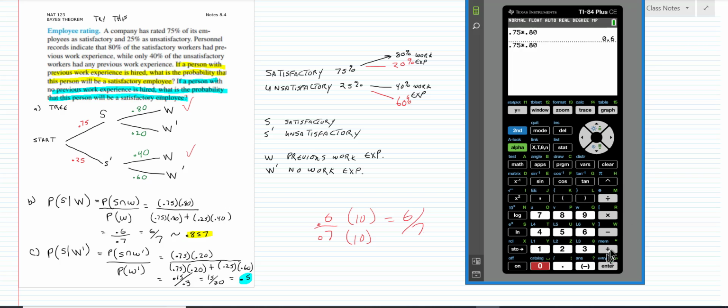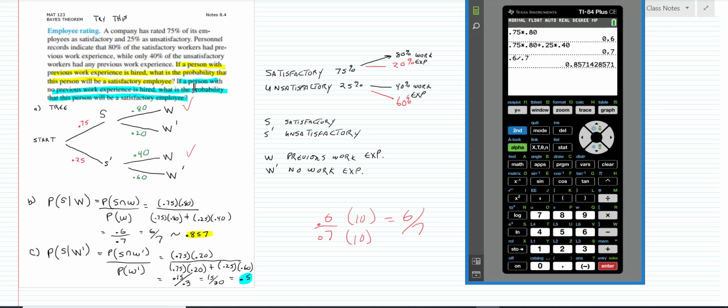And then add to that the 0.25 times 0.40. Sorry, it takes me a while to get all this stuff put in here. So we get the 6/7. And again, you could just go 0.6 divided by 0.7. That gives you that approximation. So about 85%, 86% of your employees with work experience are going to end up being satisfactory. Okay? So that's how that goes.